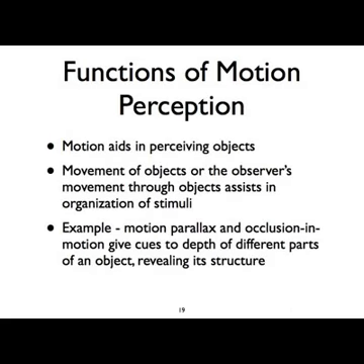All right, other functions of motion perception. Motion aids in perceiving objects, so being able to see things moving against the background. The movement of objects helps you to organize stimuli. So let me pull up an example of this.